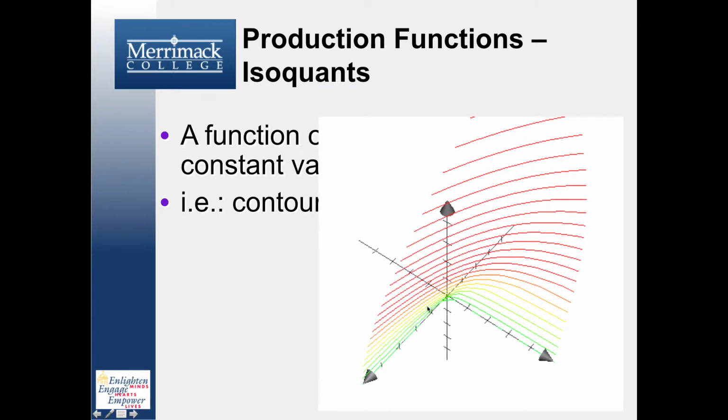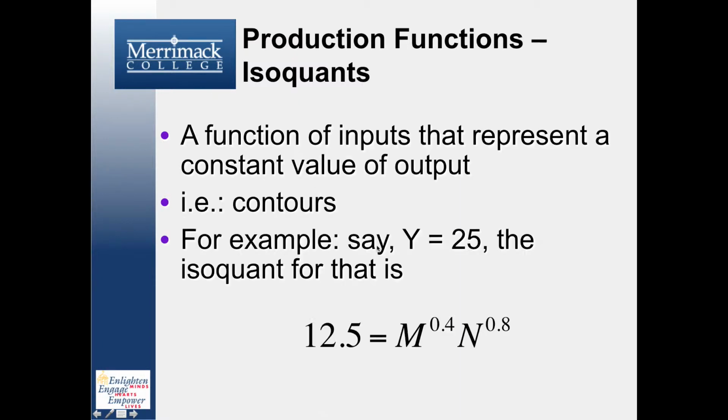So I've actually plotted our function, m and n, in this xy plane, and then the z value is the output, the y. And these lines are just contour lines of that function for given constant values of output. So let's say I want a constant value of y. I want to see the isoquant. What does it look like at y equals 25?